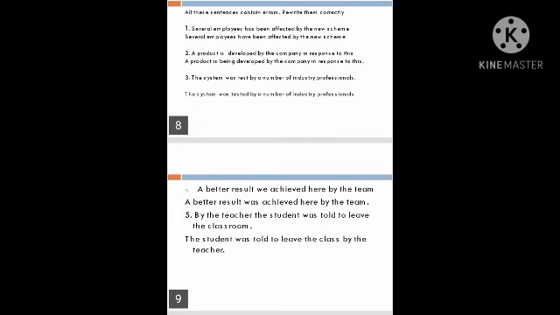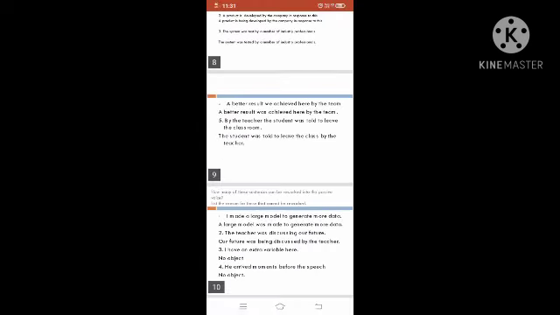Question number 3. The system was tested by a number of industry professionals. Right answer, the system was tested by a number of industry professionals. Question number 4. A better result we achieved here by the team. Answer, a better result was achieved here by the team. Question number 5. By the teacher, the student was told to leave the class. The student was told to leave the classroom by the teacher.